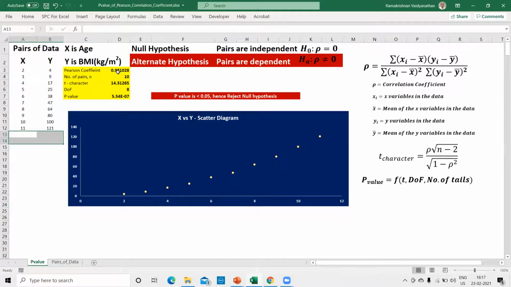Pearson coefficient is very high. That means there is a strong relation. P-value is less than 0.05. Therefore, reject the null hypothesis. That means there is a significant relation. That is, the alternate hypothesis is valid.